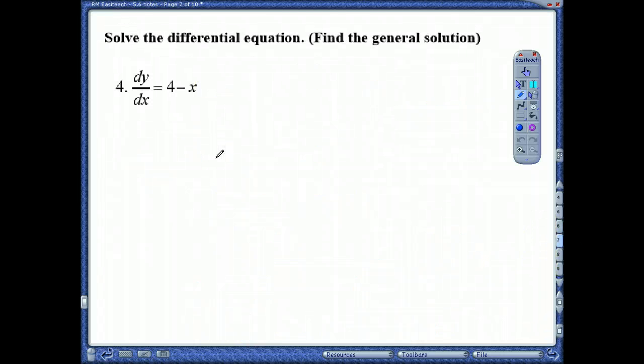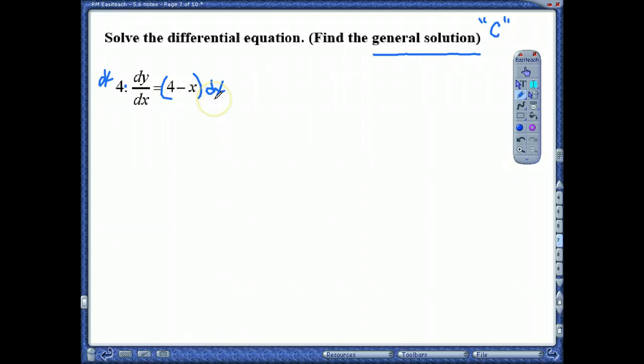So let's just practice a couple of those, see what happens. Solve the differential equation, find the general solution. The reason why we're finding a general solution is we will still have a constant. So we will have a c in our problem somewhere. When we separate our equations, we're going to get our y's and dy's on one side, x's and dx's on the other side. So what I'm going to do is multiply both sides by dx.